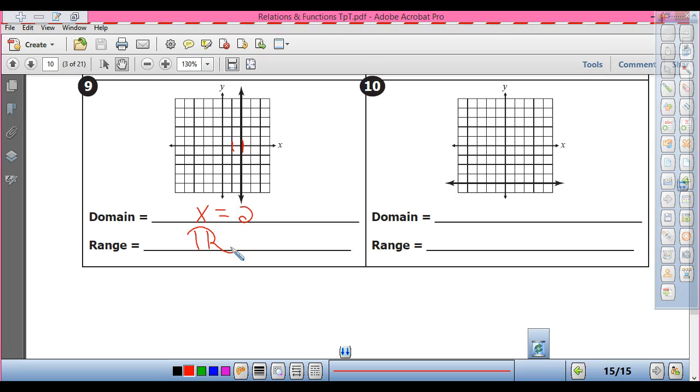Okay, number 10, does it ever stop going left or right? So that is all real numbers. And for my range, y is going to equal -4 in this one.